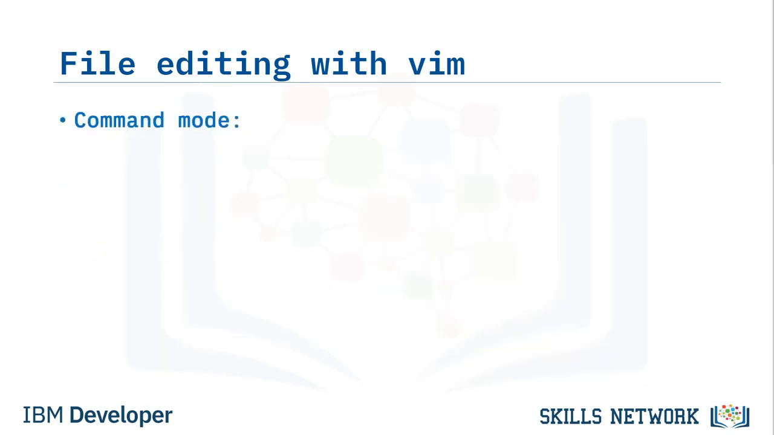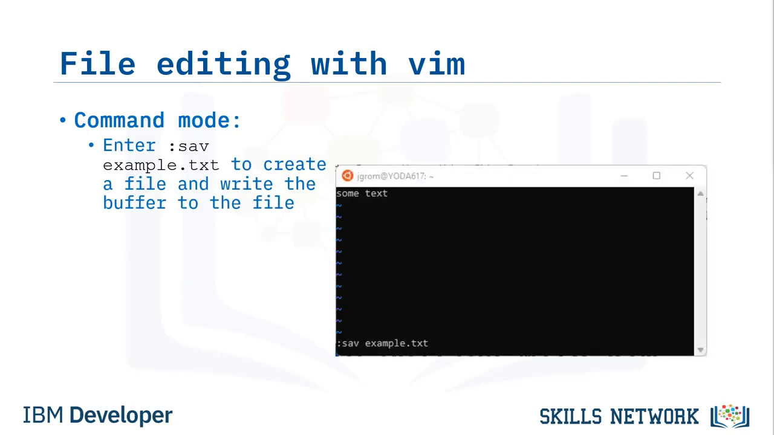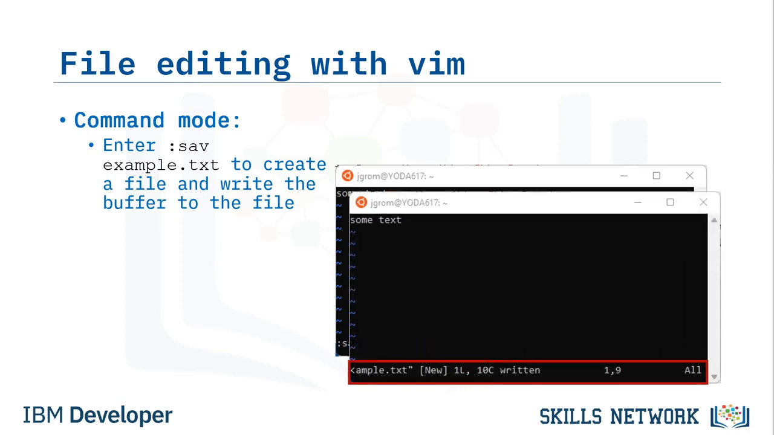Now you are back in command mode, and you can save your file with a file name using the :save command, along with a file name such as example.txt. The buffer is written to the file, and a message is displayed showing the file name, that it is a new file, it has one line with 10 columns, and that it was successfully written.